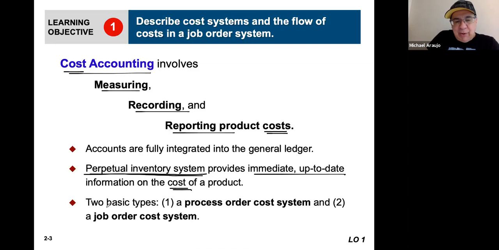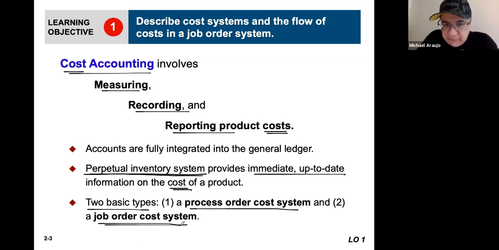And so how do we keep track of those things? Well, there are 2 different types of systems that are used. The first type is not emphasized in this chapter, it's just introduced. It's called the process cost system. You have a manufacturer of potato chips or ice cream, and that's a good system for that. And then there's a job order cost system, which is the focus of this chapter. We're going to be learning a lot about that real soon, and that's looking at costs per job.